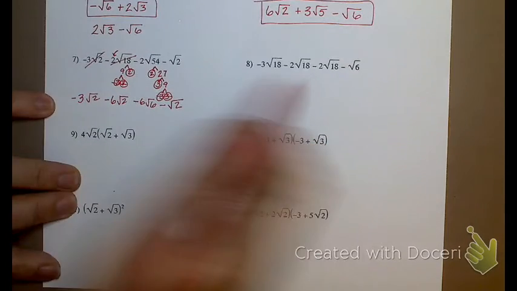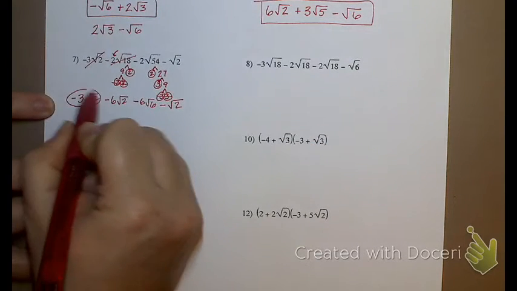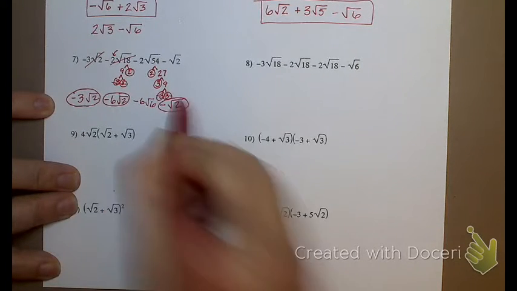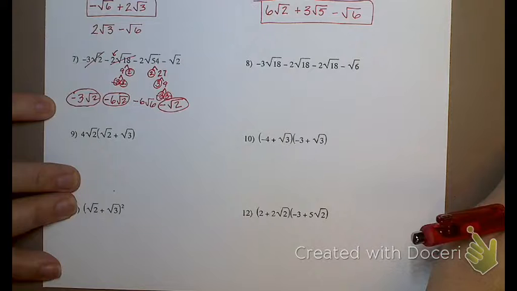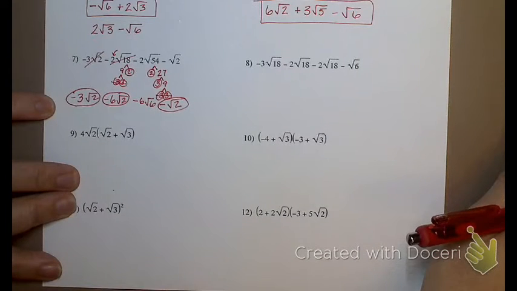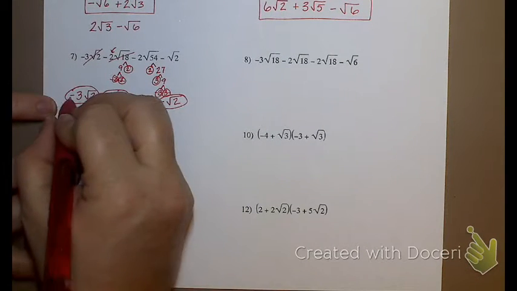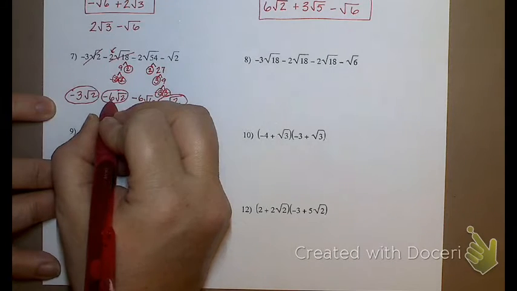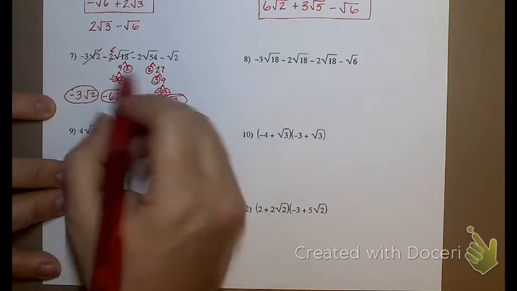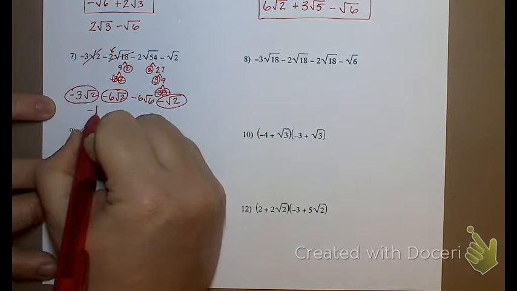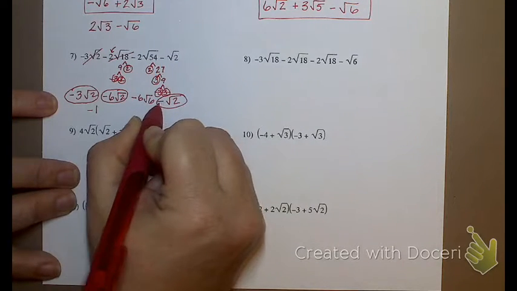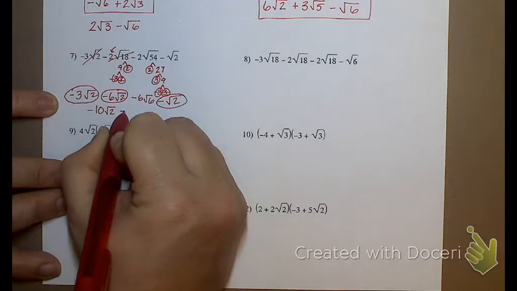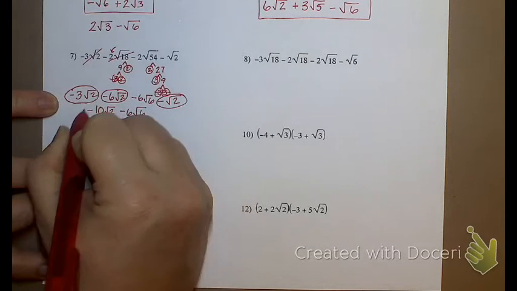So what do I have for like terms? It looks like I have negative 3 radical 2, negative 6 radical 2, and negative radical 2, right? Those are all like terms. So what do I get when I combine all those? Negative 3 minus 6 is negative 9. Minus 2 is, I'm sorry, minus 1. Negative 10 radical 2, and then minus 6 radical 6.